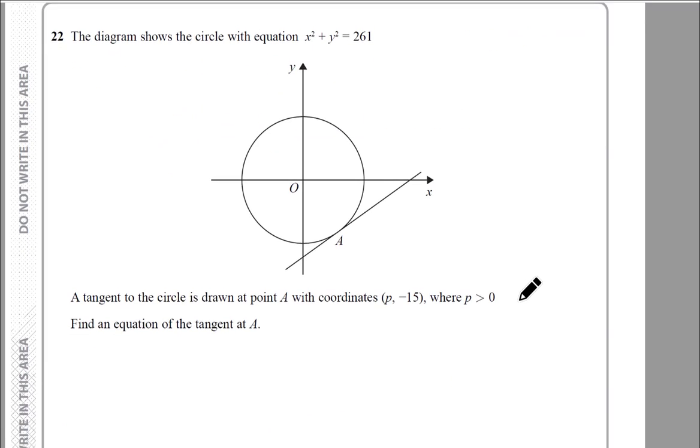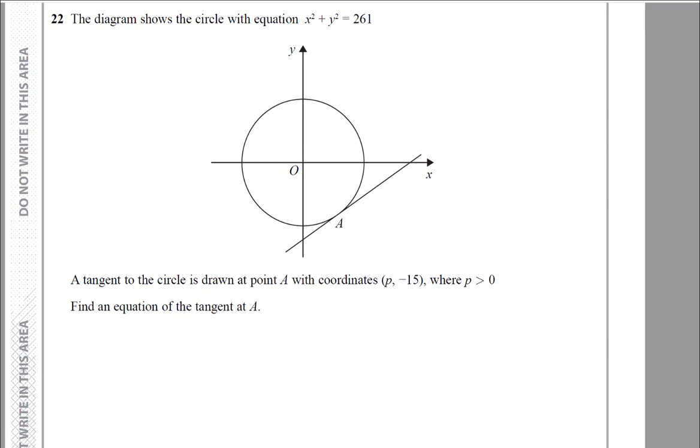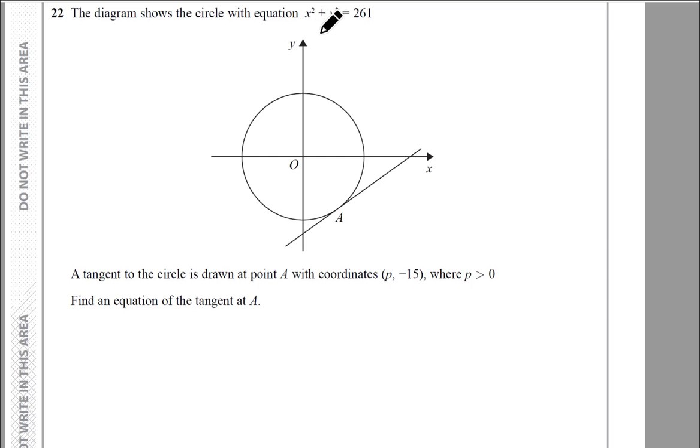Now we must be on the last question soon. Question 22, circles. Right, so we've got this, x squared plus y squared equals 261. That means the centre is 0. A tangent to the circle is drawn at A with coordinates p, minus 15. And p is greater than 0. We know that by the graph. Right, find an equation of the tangent at A. So that's the tangent. We want to find the equation of this line, which is going to be something in the form of y equals mx plus c.